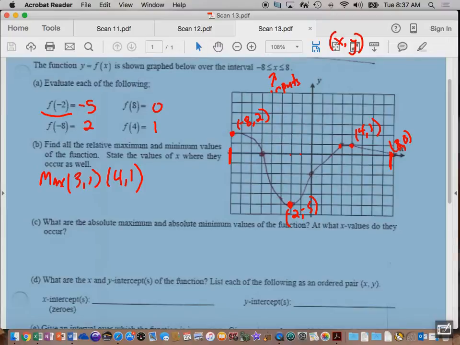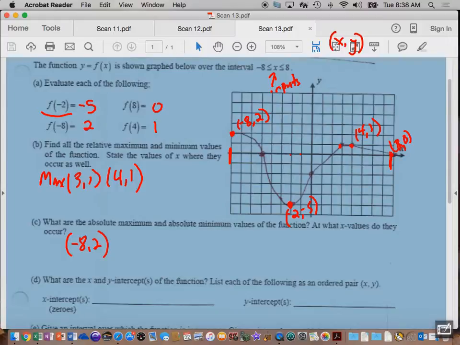And that's it. Now, just to compare that to absolute, which is the next question. The absolute max is -8 comma 2. So the absolute max is the highest maximum, the highest point in the entire graph. Relatives are still points where there's a turning, but it's not the highest point where there's a turning. So those would be relative maximums and minimums.